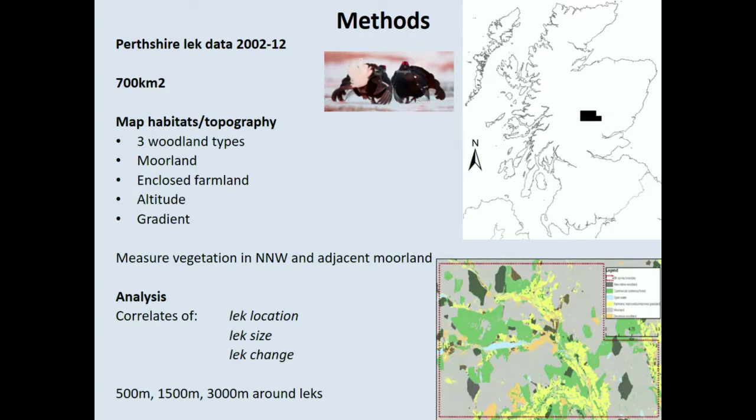And for the analyses, we looked at correlates of three measures of our black grouse data. So firstly, where the leks were located within the study area. Secondly, what was associated with the size of each lek. And then thirdly, the key test, which was what variables were associated with change in lek size over time. And we looked at these within three distance bands surrounding leks, which were 500, 1500, and 3000 metres. And these relate to various aspects of grouse breeding biology.